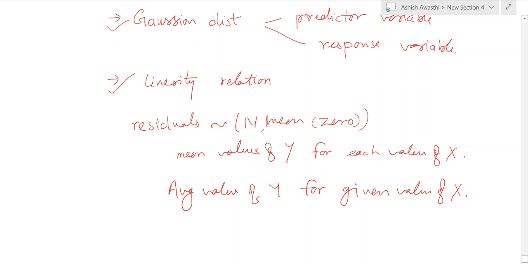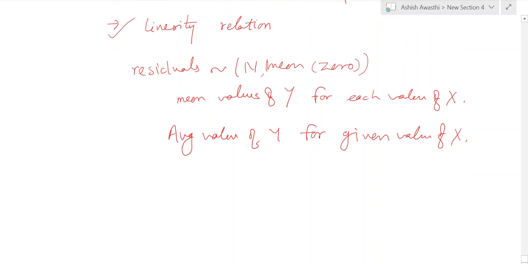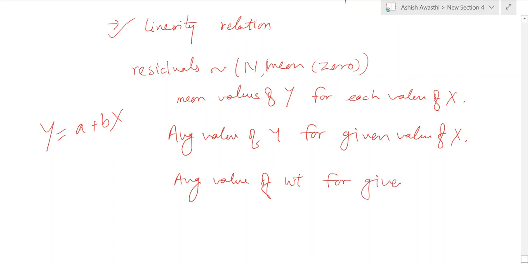In terms of our example, what we are discussing, our linear regression is y is equal to a plus bx. We can also say our regression line will give us the average value of weight of the class for a given height, because we are discussing the height and weight example, and we are saying weight is equal to a plus b into height.